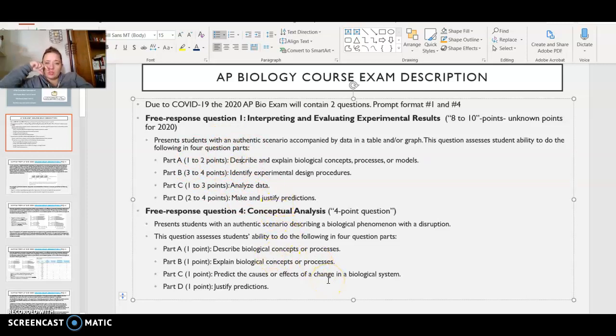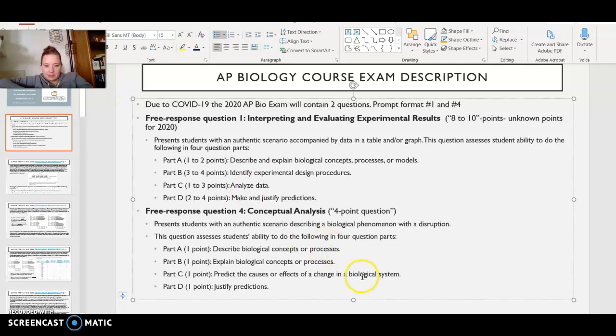Question style 4 is shorter. It's usually around 4 points. And now you have a scenario and there's a disruption to the biological scenario. So you have to look at the scenario as is and apply the concepts that you know about. Explain what's going on. So you're maybe describing an element, just straight up content, explaining what's going on in the scenario, and then predict what's going to happen with that change, and then justify your predictions with more content understanding. So similar to the first one, but not related to a lab. It's probably more like a case of biology that you are used to.